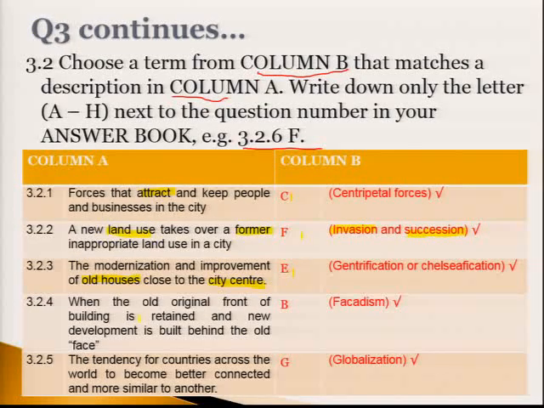Or the candidate will give you the letter E. When the original front of a building is retained and the new development is built behind, then we call it facadism, or the candidate will have given you the letter B. The tendency for countries across the world to become better connected and more similar in nature to one another. We say now you are moving to G, where we started to globalize the world.